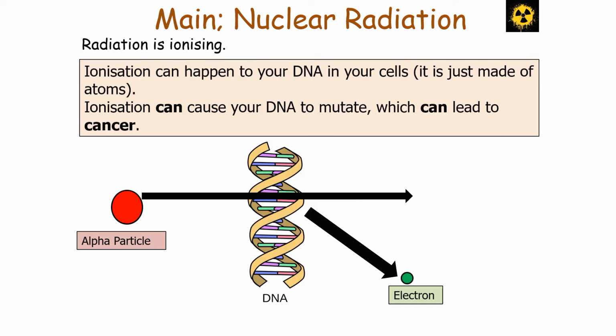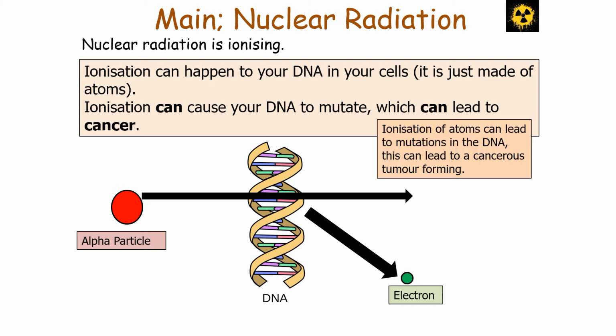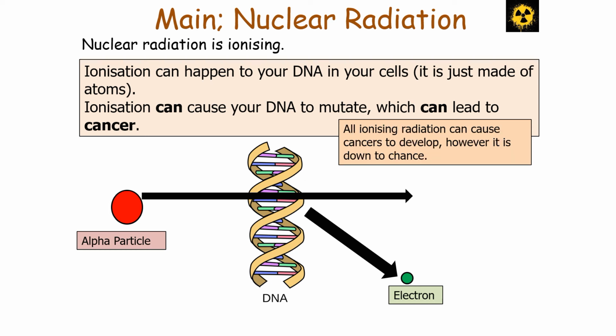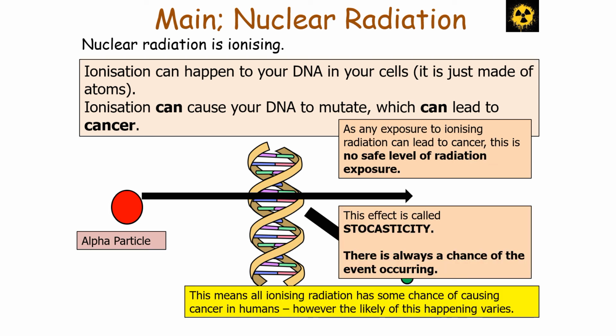Now ionization can happen to your DNA in your cells. So ionization can cause your DNA to mutate, which can lead to cancer. So ionization of atoms can lead to mutations in DNA, which can lead to cancerous tumours forming. Now all ionizing radiations can cause cancer to develop, however it's down to chance. So there's always a chance of this event occurring. So all ionizing radiation has some chance of causing cancer in humans, however the likelihood of this happening varies.